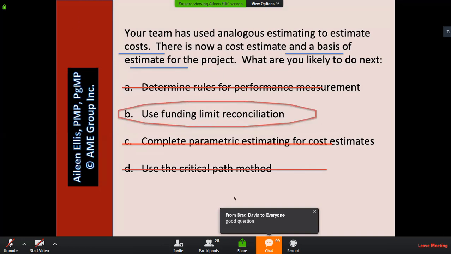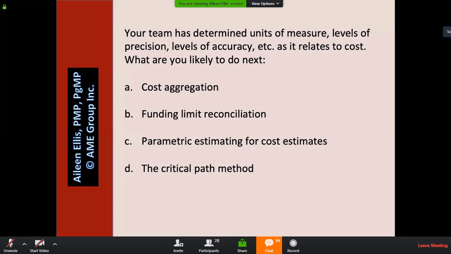So I think this question is very representative of the exam. Your team has determined units of measure, levels of precision, levels of accuracy, etc., as it relates to cost. What are you likely to do next?